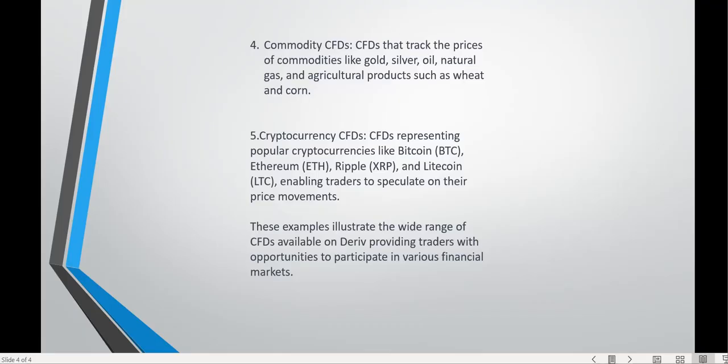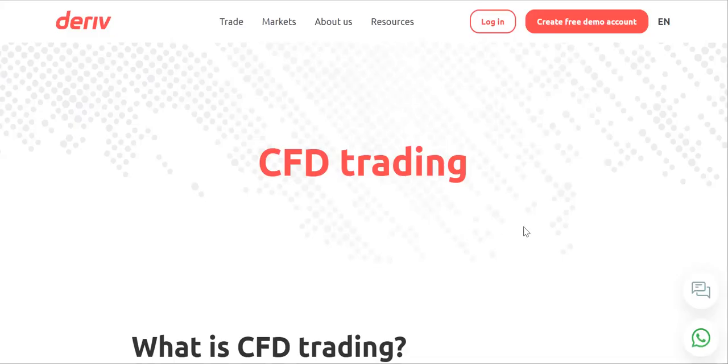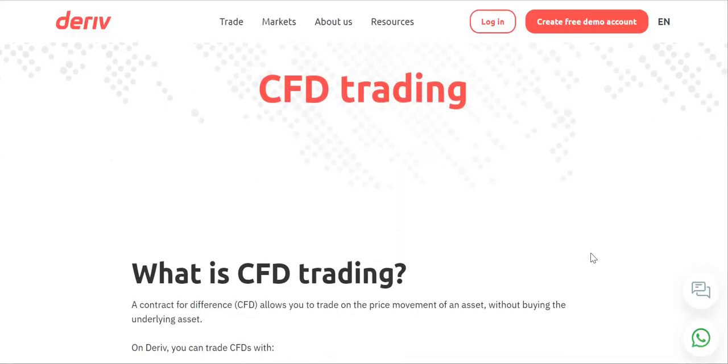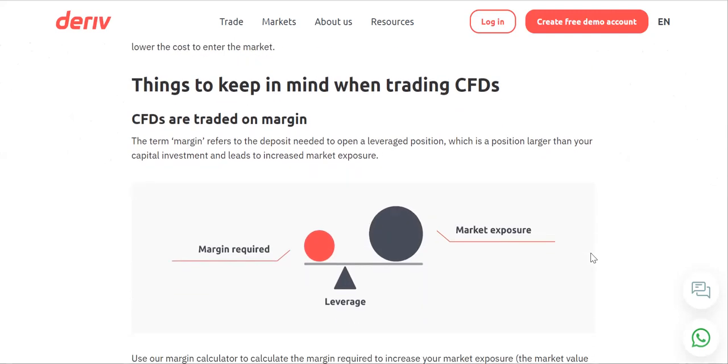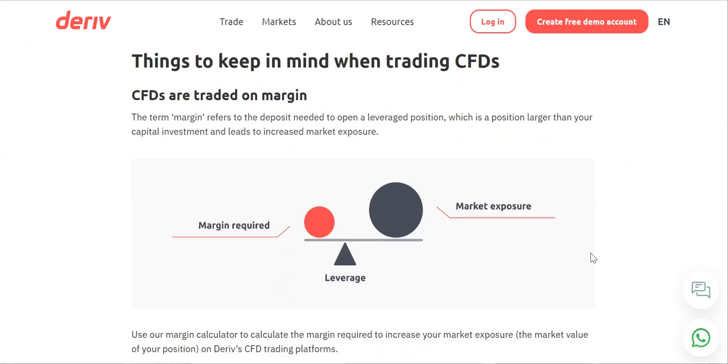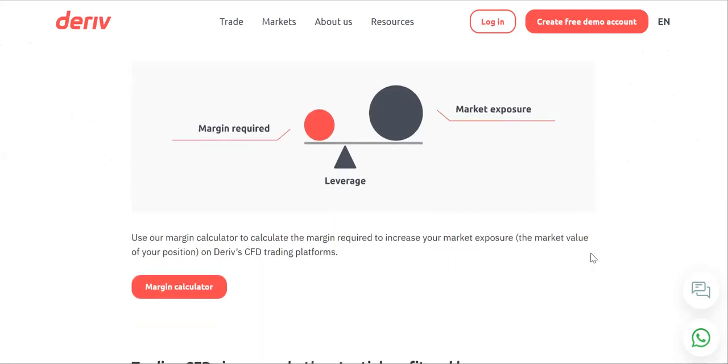So let's go back to the website itself, and it also explains what CFDs are, contracts for difference, and basically how you trade them. You trade them with margin. Like I said before, you don't need to own the stock, the Apple stock or the Google stock. You don't need to physically buy it. The broker is making a platform for you, and as the price is going up or down in real time, depending on how you have set your position, you make money off that. So basically, this is how it works.